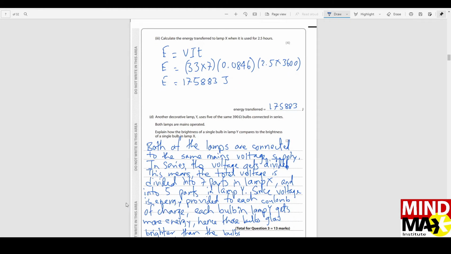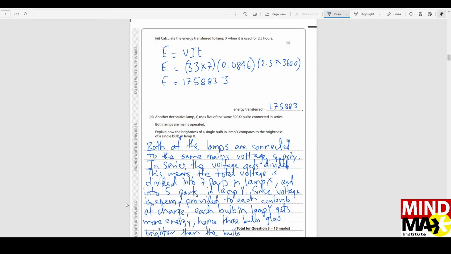Then another decorative lamp Y uses 5 of the same bulbs in series. Both lamps are mains operated. Explain how the brightness of a single bulb in lamp Y compares to the brightness of a single bulb in lamp X. So both of them are connected to the main supply, and as we know, the main supply voltage is around 220 to 240 volts. So because both of them are connected to the main supply, both are being fed the same amount of voltage. In lamp X there were 7 bulbs, in lamp Y there are 5 bulbs. Same bulbs, just 5, and in X there were 7.